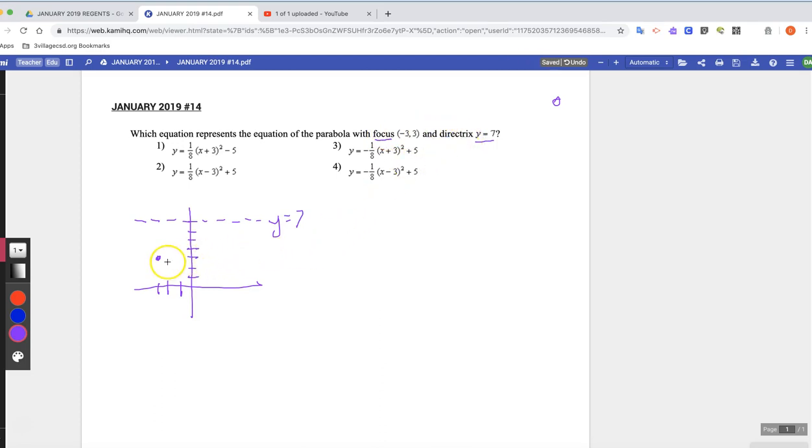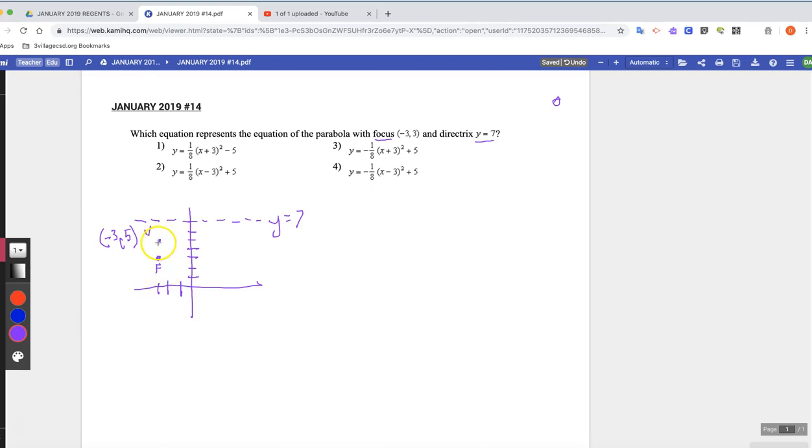Now from here, you have to remember that the focus and the directrix surround the vertex of our parabola. The focus is at (-3, 3) and the directrix is at y = 7. The distance between this point and this line is 1, 2, 3, 4 units. So halfway in between here, that's where our vertex is, and the coordinates of that vertex are (-3, 5). Then I'll draw the parabola in. It should go through this vertex.